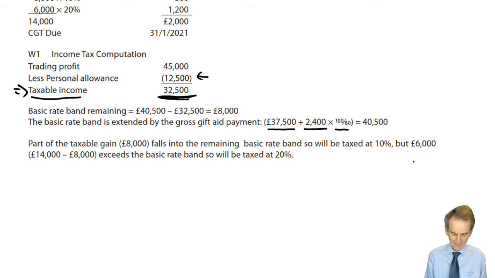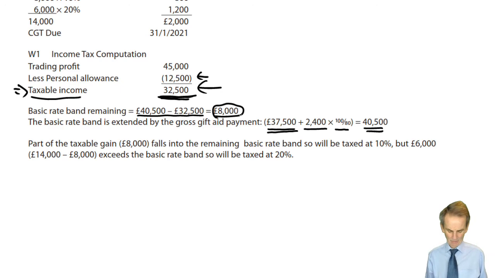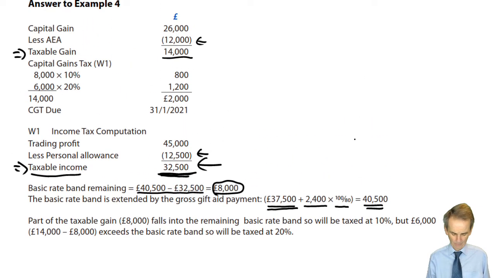That means that instead of having £37,500 of basic rate band limit, extended by 3,000, that goes up to 40,500. 40,500, therefore, minus the £32,500 of taxable income off your income tax computation, leaves us with £8,000 of basic rate band still available to feed into your CGT calculation.